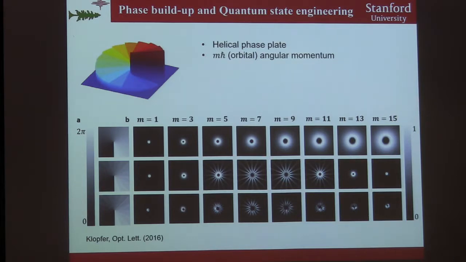These orbital angular momentum beams turn out to be great ways of carrying information in optical communication systems. So encoding light in these types of states is kind of useful for high bandwidth communications.